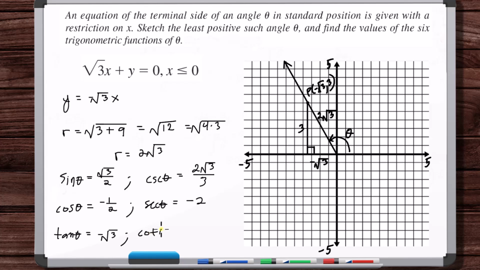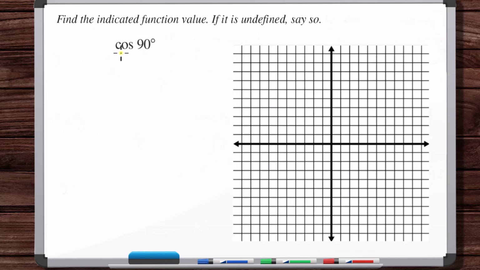Okay, cotangent theta is adjacent over opposite, so minus root 3 over 3. Okay, for these, we're going to be evaluating quadrantal angles.